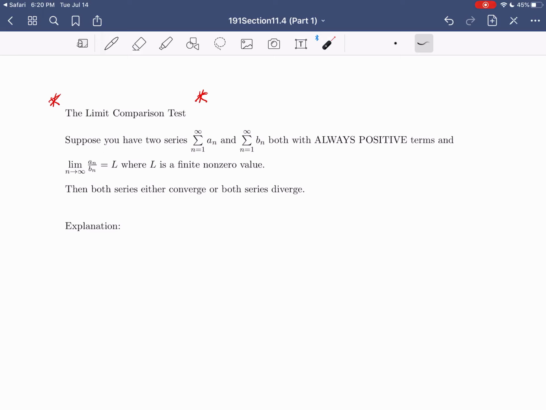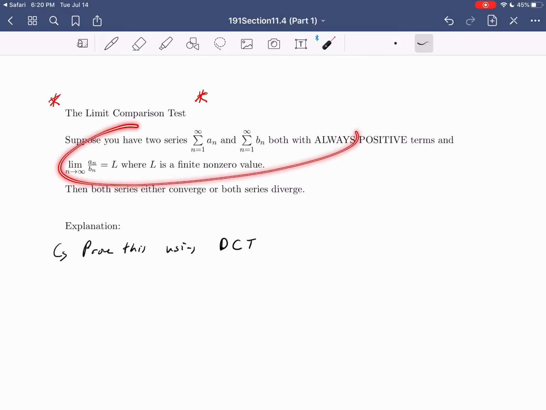More formally, what they actually do in your textbook, if you want to try to follow along, is prove this using the direct comparison test. So what you do is you argue that an over bn gets very close to L, and then you can use that to actually create a direct comparison between these two. If you want, you can read that in your textbook. Otherwise, I'm more interested in making use of this limit comparison test. So let's go ahead and take a look at some examples of actually doing this.